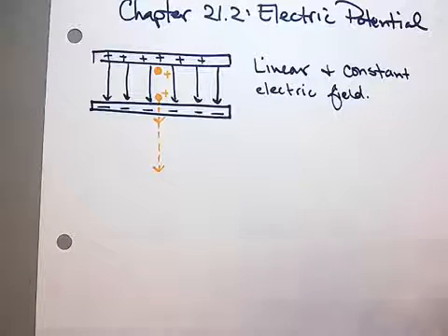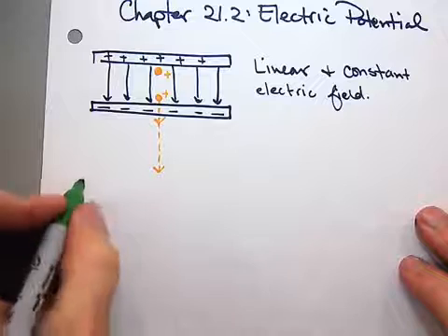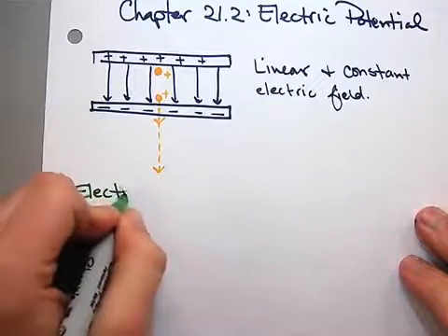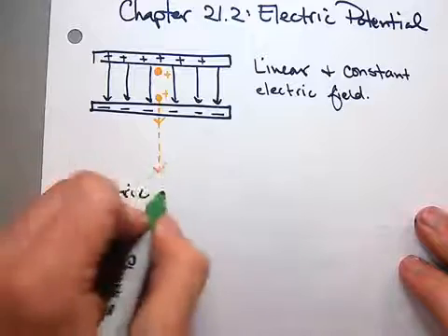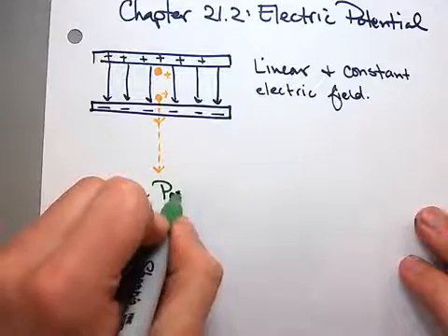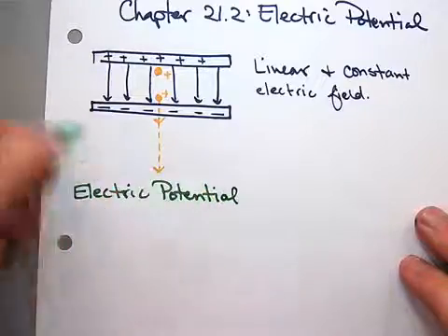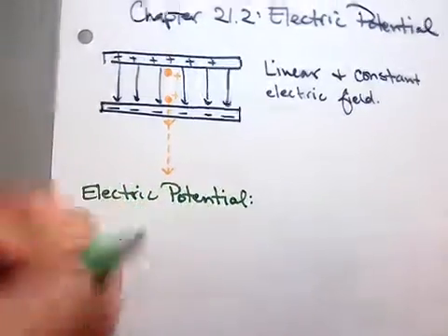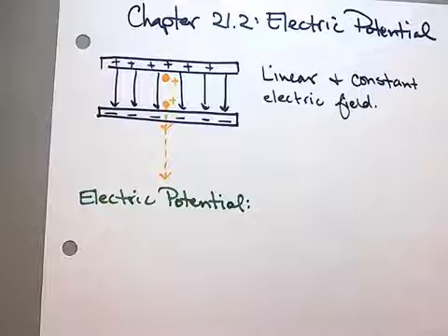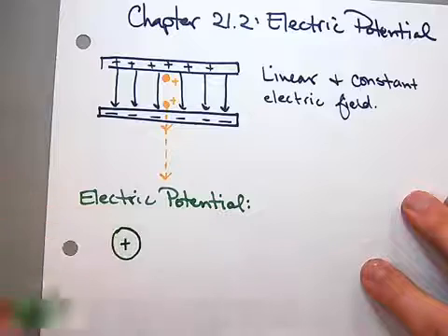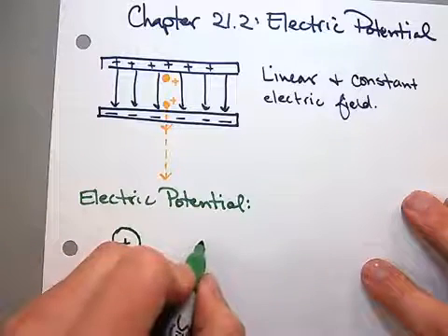So this brings us to electric potential. Well, it doesn't bring us to electric potential. We're jumping to electric potential. We are going to relate back. Let's say I have a positive charge, and I have another positive charge.